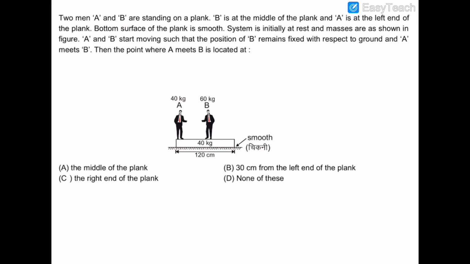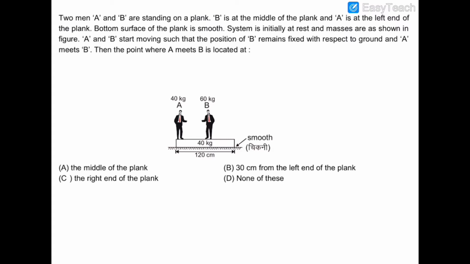In this question, there are two men, A and B, of the masses as shown, standing on a rough plank, a block of mass 40 kg. The lower surface of this block, which is touching the ground, is frictionless and the length of this block is 120 centimeters. Now A and B start to move in such a way that they will meet eventually, and this block will also move due to the movement of A and B.